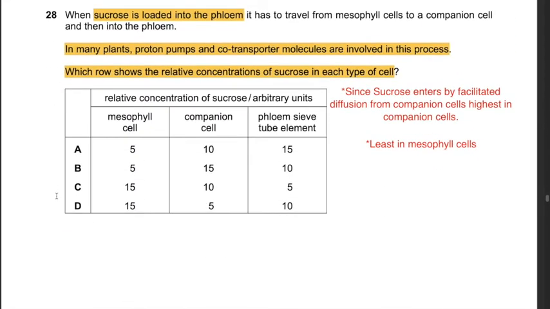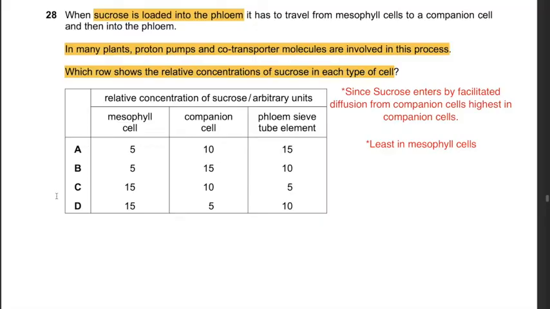Question 28. When sucrose is loaded into the phloem, it has to travel from mesophyll cells to a companion cell and then to the phloem. And in many plants, proton pumps and co-transporter molecules are involved in this process. Which row shows the relative concentrations of sucrose in each type of cell? Since sucrose is loaded into the phloem, it enters by diffusion from companion cells. Therefore, companion cells should have the highest concentration of sucrose, leaving us with the answer being only B.